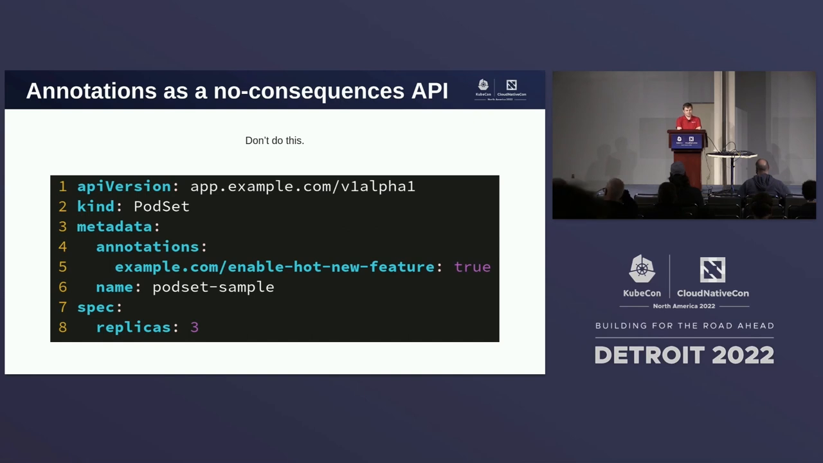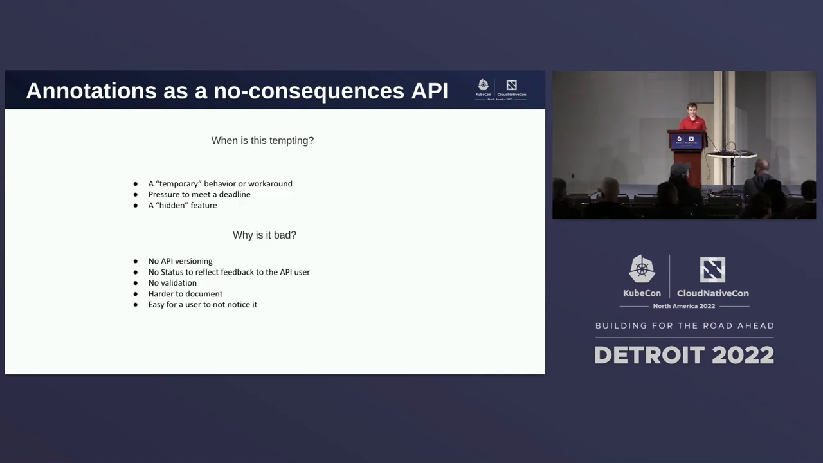It's very tempting to do this kind of thing where you take a bit of information that really ought to be in the spec of a resource, but you put it in an annotation as more or less what I like to call a no consequences API. Why would you do this? Well, sometimes you need a temporary behavior. It's a workaround for something. It's not going to be here for long. Let's just put it in an annotation.